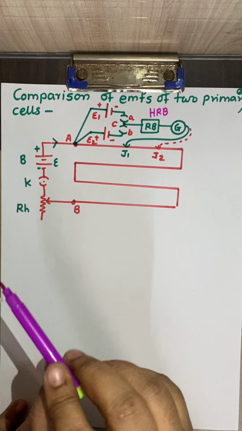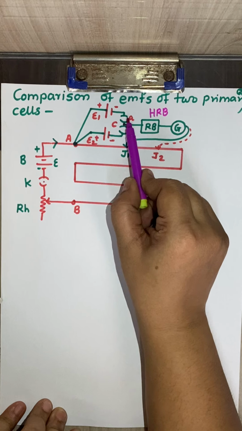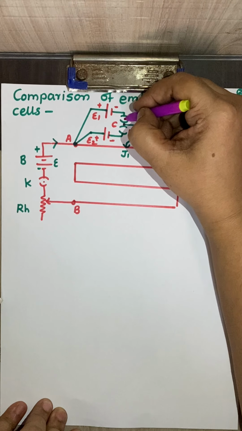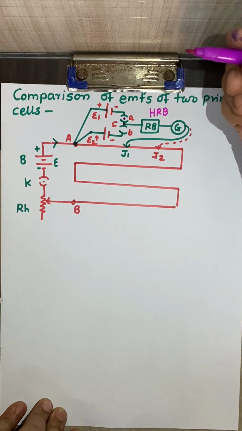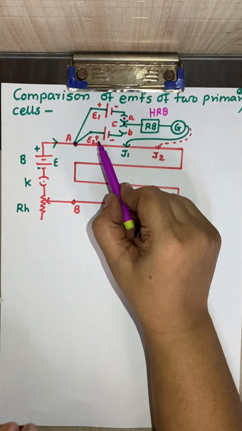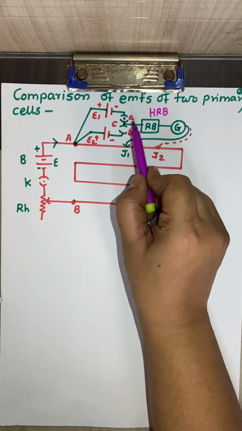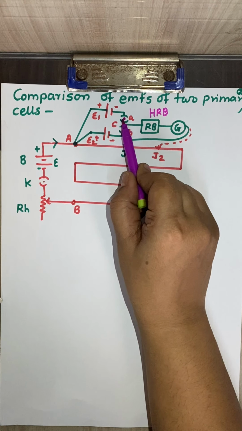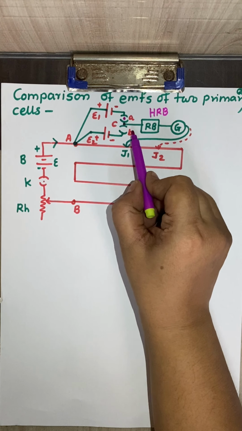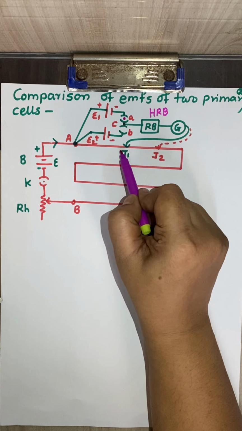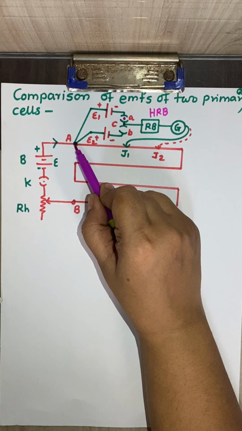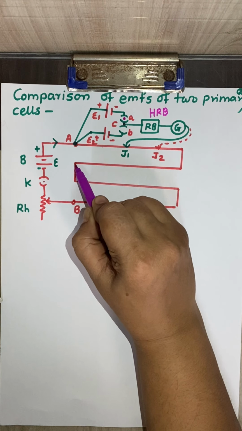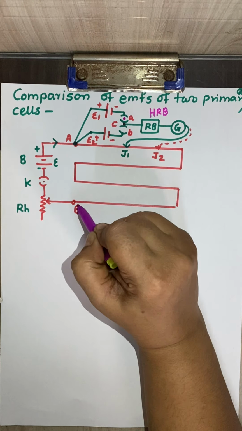Now what happens as the plug key is connected? Between A and C the plug key is inserted. That means the cell E1 is introduced in the circuit, because E2's key we have not plugged in, so E2 is not in the circuit, but E1 is. At that time we have to move the jockey along the wire starting from A, covering 100 centimeter, 200 centimeter, 300 centimeter and 400 centimeter.